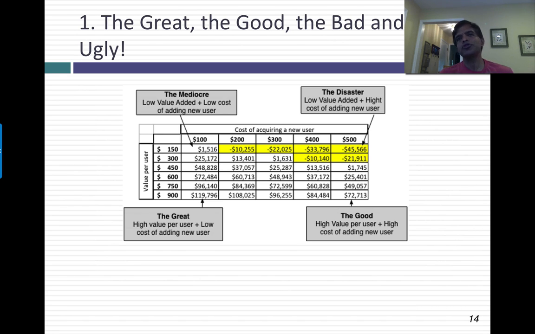Then you've got the mediocre companies. These are the companies which tread water. They have low value per user, low cost per user. They're like commoditized user companies. You don't make much money per user. You might have a value, but it's not going to be that high.